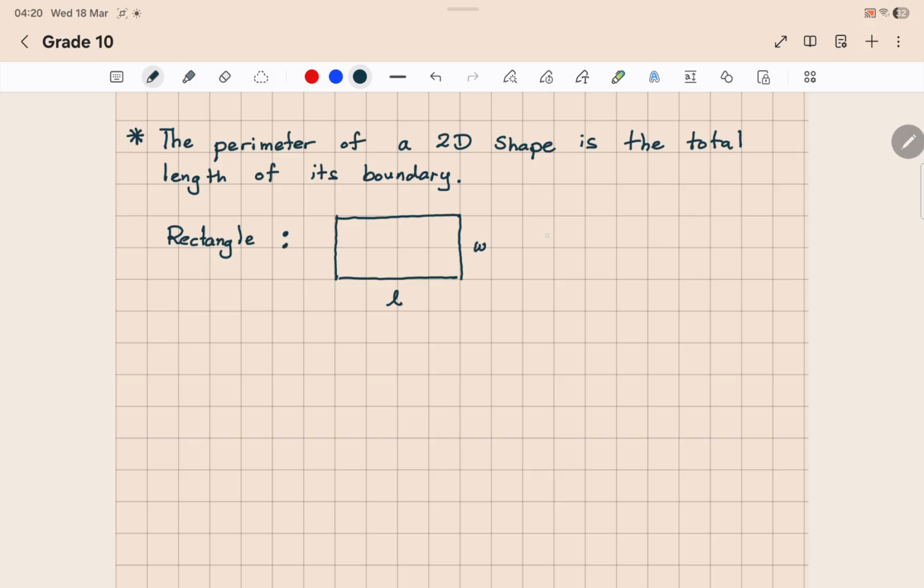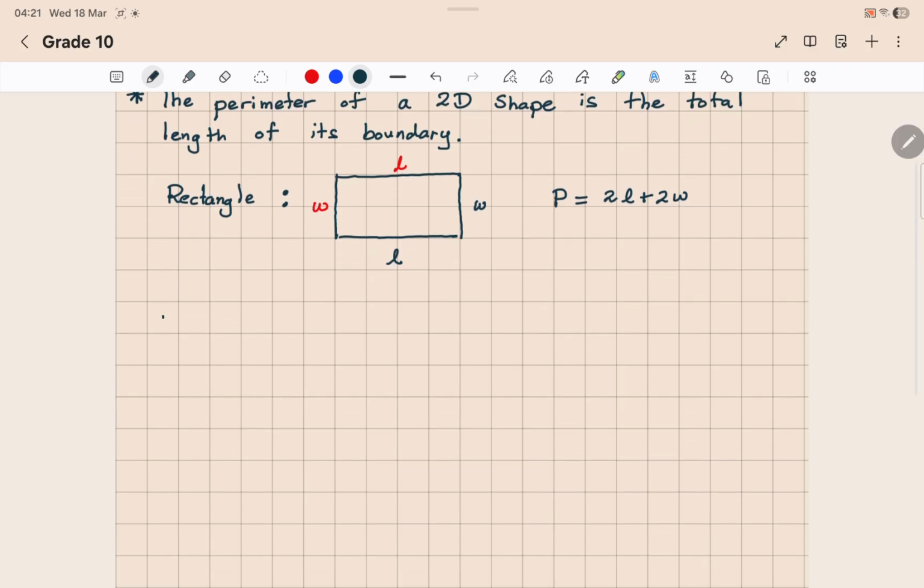So the perimeter, let me denote perimeter by P. Then the perimeter is given by what? Total length of its boundary. So there's another L here and another width there, right? So then that is what? 2L plus 2W, right? Then the next shape that you already know is the square.